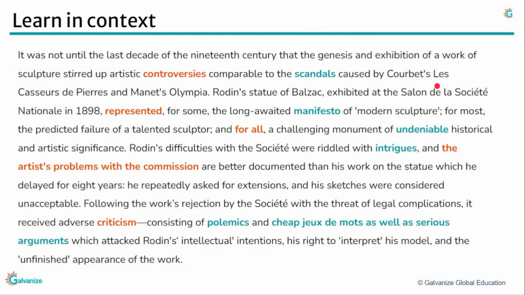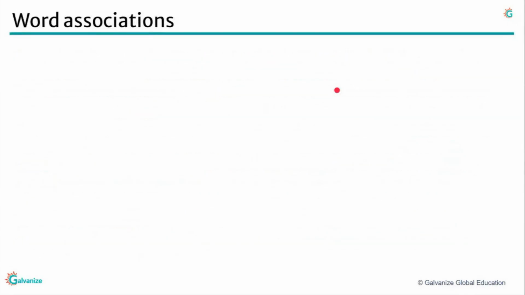So try to read more GRE passages, and as you read, underline words that you don't understand and try to figure out their meanings from the context. This will help you tackle reading passages, and slowly you can note down these words and add them to your vocabulary list as well. So this is technique number 1 for learning vocabulary. Let's move on to technique number 2, word associations.